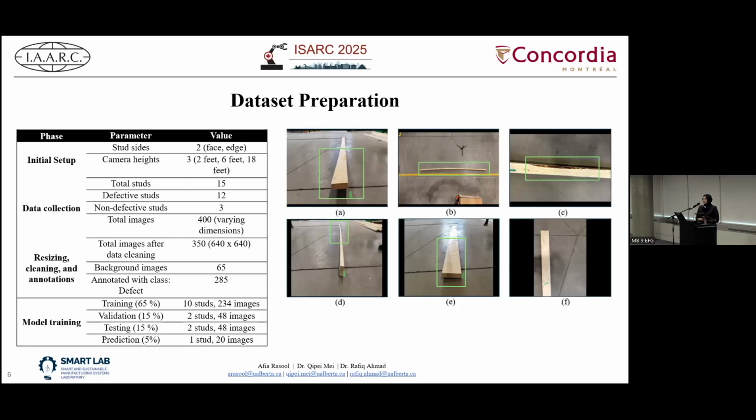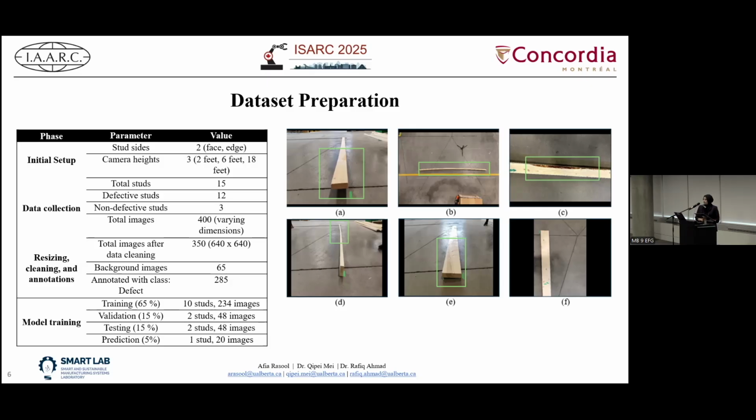So the dataset preparation starts with the initial setup. We use both sides of the stud, the face and the edge, because structural defects are quite tricky: the bends and twists can be seen from one side but cannot be seen from the other side. In the same way, they can be seen from some angles but not from others. That is why we use different angles of the camera and different heights, which are 2 feet, 6 feet, and 18 feet, to get different dimensionalities.